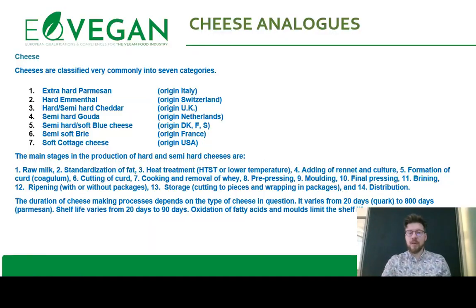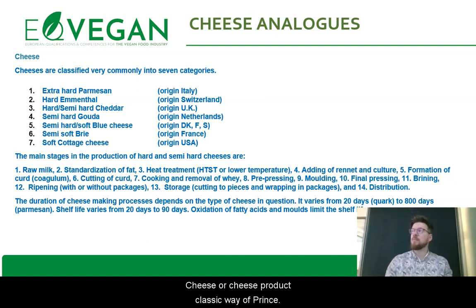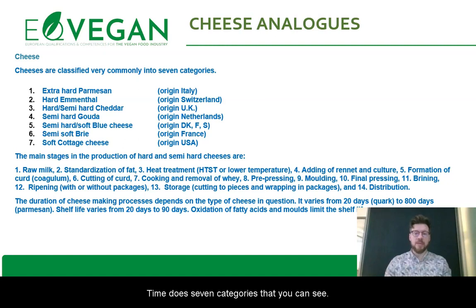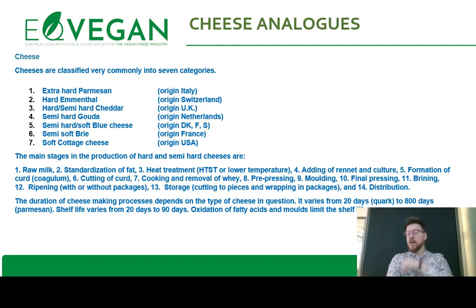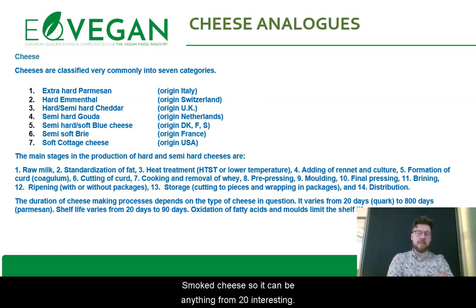Then about cheese. Cheese products are a classic way of preserving milk. There are 7 categories that you can see there, from the various parts and types of cheese and their various origins in the world. Most of the process for cheese is quite the same. It all has to do with the coagulation of milk for the forming of the curd, and to get the dry matter content up, they also remove the whey from the cheese. There's quite a variety in the processing length of cheese, anything from 20 days to 800 days. So it's an interesting product.